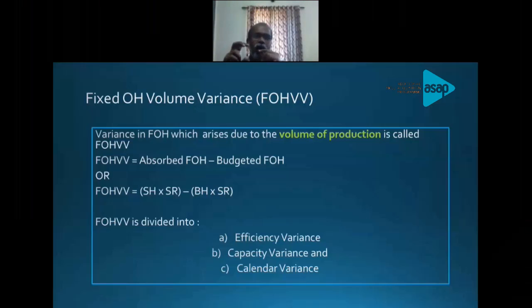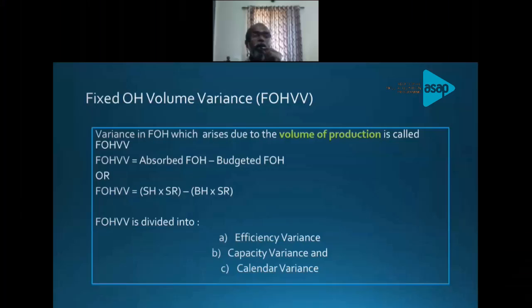And fixed overhead volume variance is divided into three categories, that is efficiency variance, capacity variance, and calendar variance. There are three components for fixed overhead volume variance. They are efficiency variance, capacity variance, and calendar variance. So look at the components of fixed overhead volume variance.